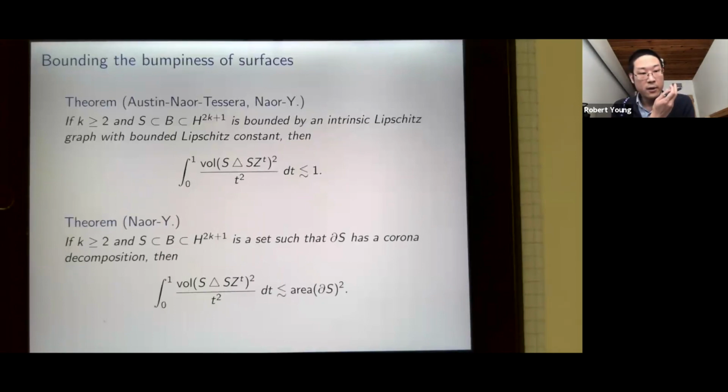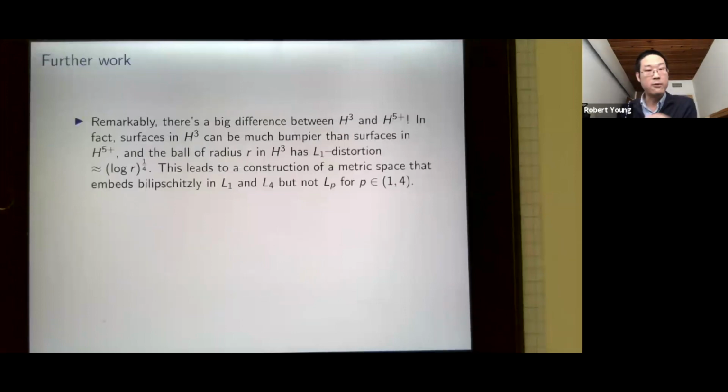Is this okay so far? I have one more slide, because a lot of these results are from a couple years ago. I just want to update you on what's happened more recently.